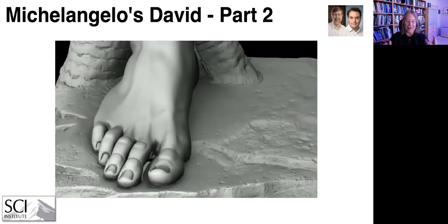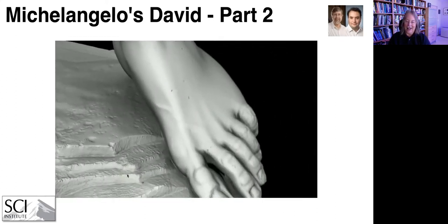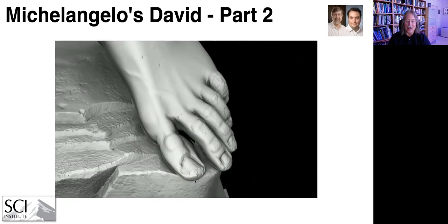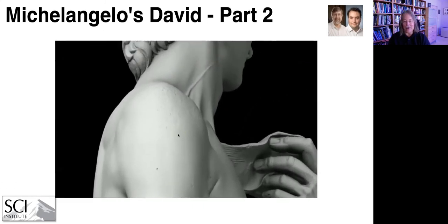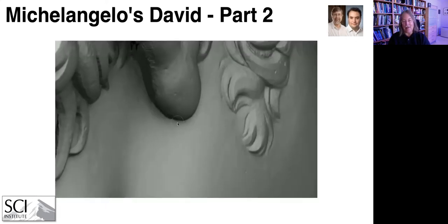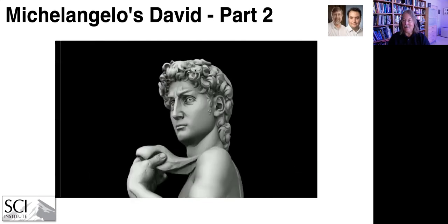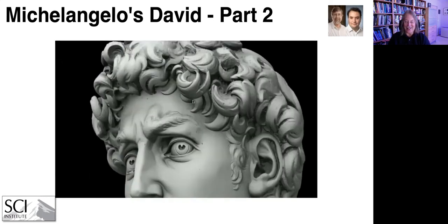You can see the marks from the sculpture and the defects in the marble. One of the things that we learned from this is when the statue was outside many years ago, someone, I'm thinking probably a teenage kid, carved their initials into the back of one of Michelangelo's legs.